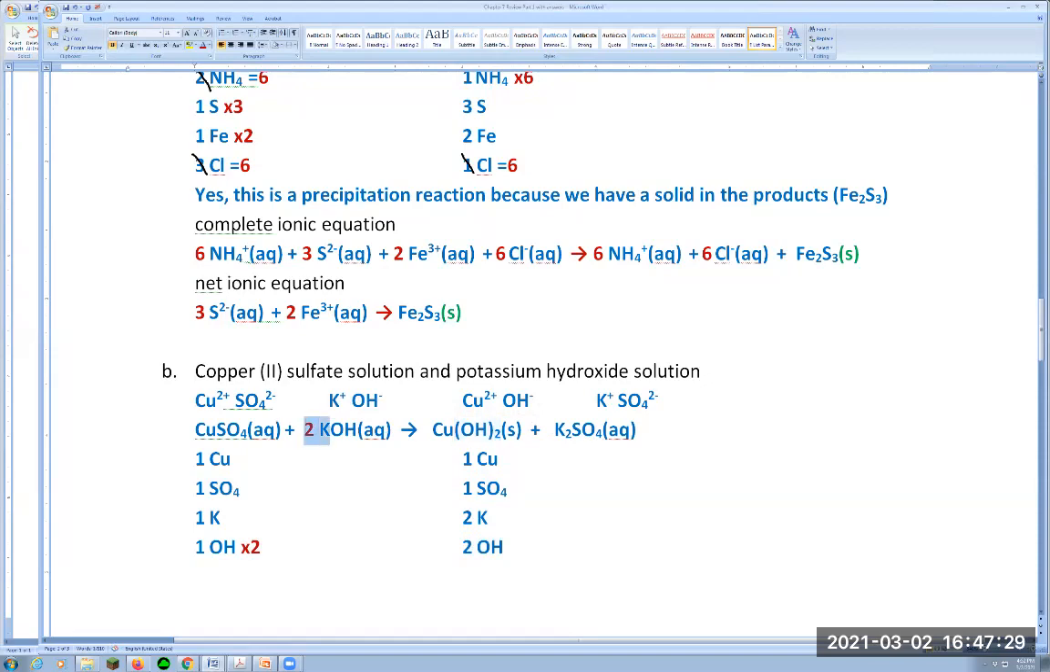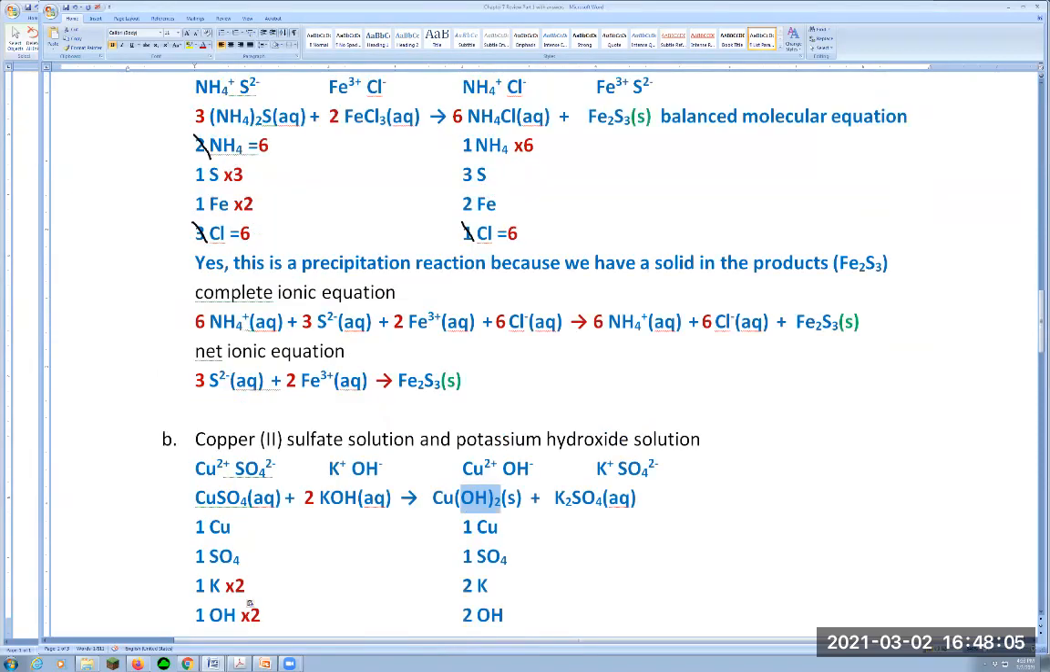So by having this 2 in front of KOH, it changes also the number of K to 2. Right, 2K now on the left. But we happen to have already 2K on the right, so that balances the potassium. And I think that's it. Let's verify. 1 copper on the left, 1 copper on the right. 1 sulfate on the left, 1 sulfate on the right. 2 potassium on the left, 2 potassium on the right. 2 hydroxide on the left, 2 hydroxide on the right. So it is balanced. So we can call this our balanced molecular equation.